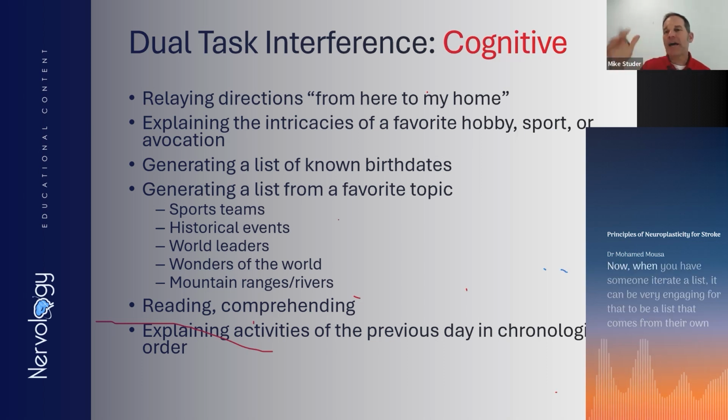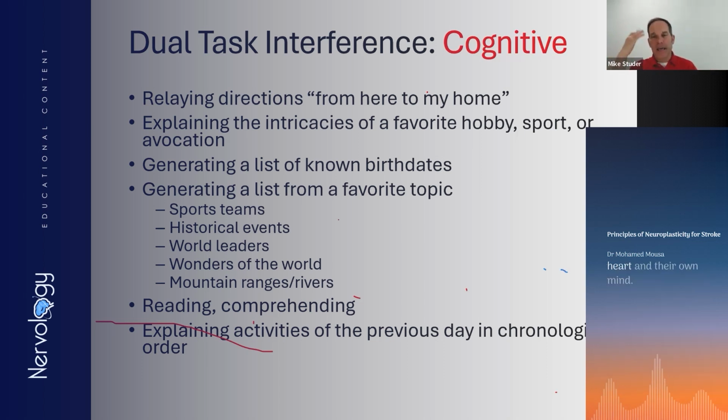Okay? Now, when you have someone iterate a list, it can be very engaging for that to be a list that comes from their own heart and their own mind. If you have a person that is walking or dressing or balancing in a task and they have to tell you the names of their pets that they've owned or the types of cars that they've driven or the addresses that they've lived at. Now that's cognitive, and that's superimposed onto what they're doing.